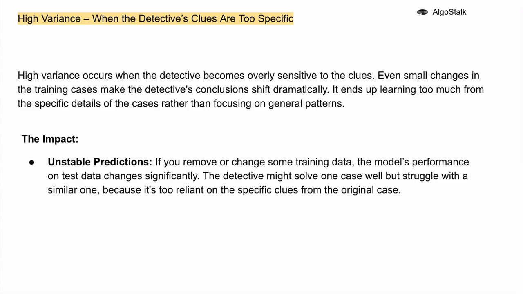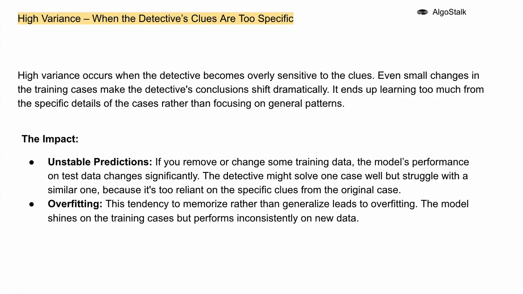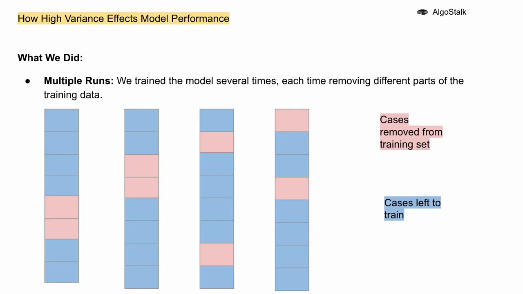If you remove or change some training data, the model's performance on test data changes significantly. The detective might solve one case well, but struggle with a similar one because it's too reliant on the specific clues from the original case. This tendency to memorize rather than generalize leads to overfitting. The model shines on the training cases but performs inconsistently on new data.